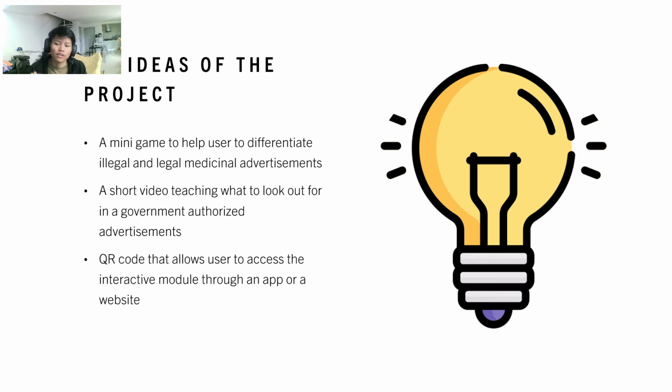Usually in government authorized advertisements, they will have labels and, for example, QR codes and codes with which they can find and search up. But of course, nowadays everything we are using is QR. If we are moving to that type of world, I want to teach people how they could scan that, and give awareness on how they could find out, oh, this is a legal advertisement which is registered. And finally, a QR code that allows users to access the interactive module through an app or a website.